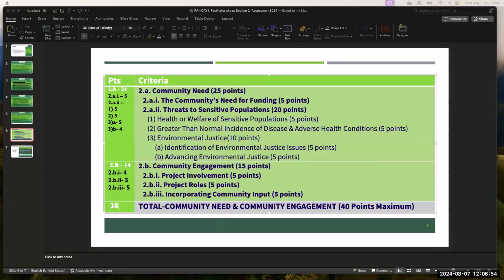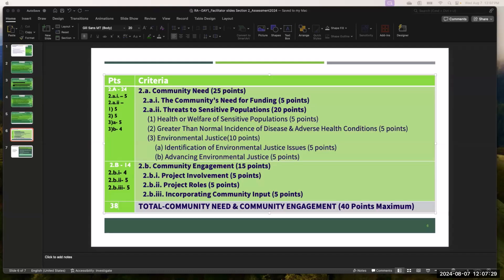So for the community needs section, we actually gave full points for that. For community need for funding, we did full points on that for demonstrating the economic struggles, low income, high dependence on aid, job losses. For the sensitive populations, we gave them full points for showing significant health impacts on the vulnerable groups.